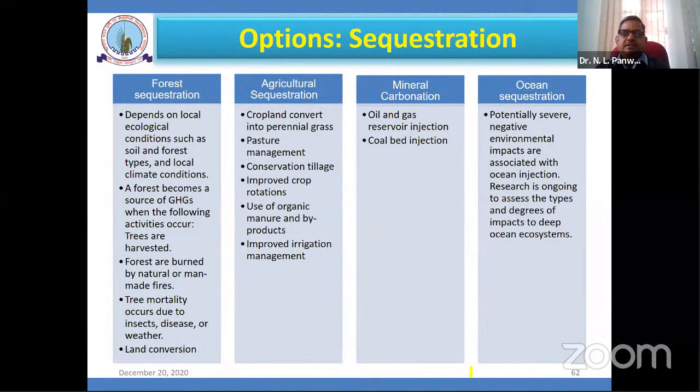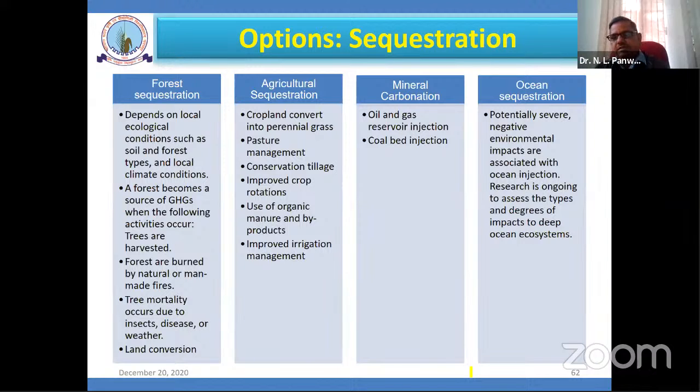And as far as mineral carbonization is concerned, in oil or gas reservoirs you can inject this carbon dioxide, and in coal beds it can be injected, so that it can absorb the carbon dioxide and retain the carbon content. So ultimately that increases the carbon content in the product.